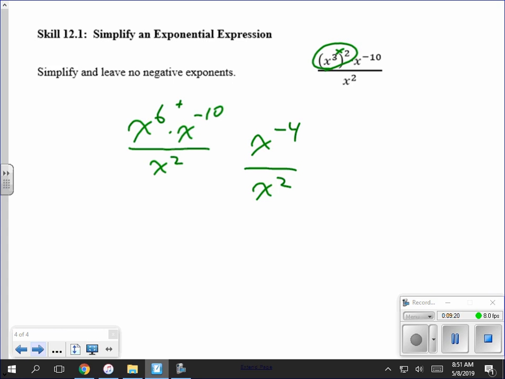And then, because I'm dividing, I subtract. Whenever I subtract, I take the larger one, 2, minus the smaller one, in this case negative 4. 2 minus negative 4 ends up being plus 4, so I get 6. So that means I have x to the 6th, but I have to decide where it goes. My bigger power is in the denominator, so my answer goes in the denominator: 1 over x to the 6th. The larger of the two is in the denominator. That is where my answer goes.